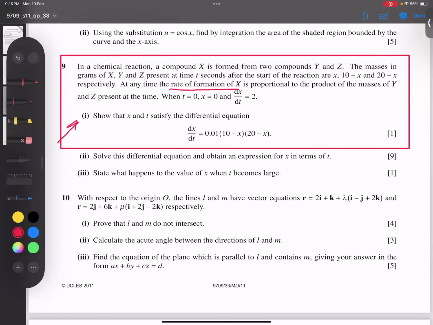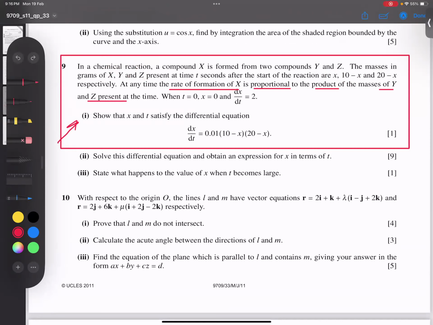Rate of formation of X is proportional to what? Product of mass Y and Z. Make sure he has given us this, look at it in order. The X is small x, Y stands for 10 minus x, Z stands for 20 minus x. So be careful about this one.